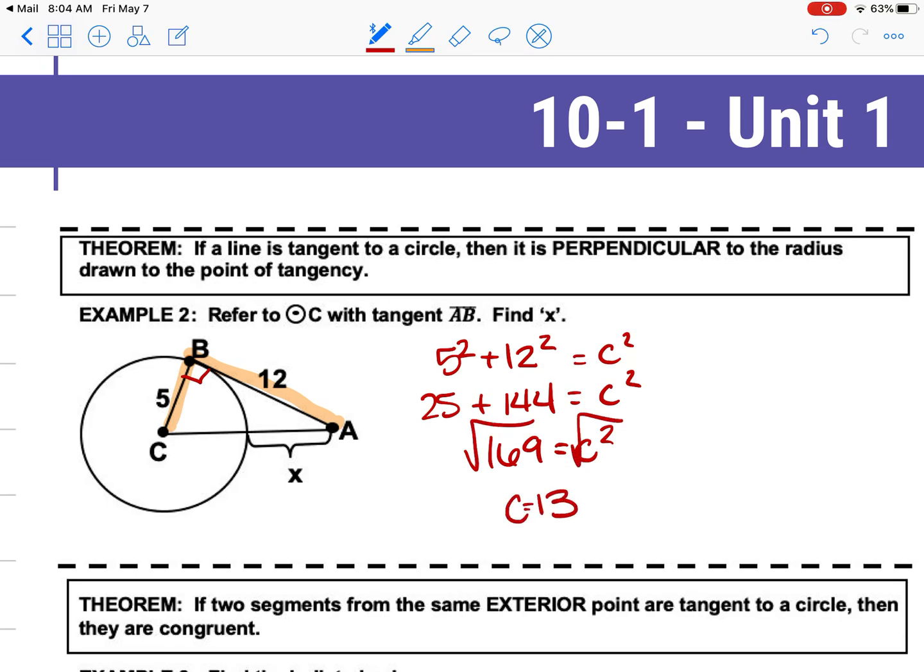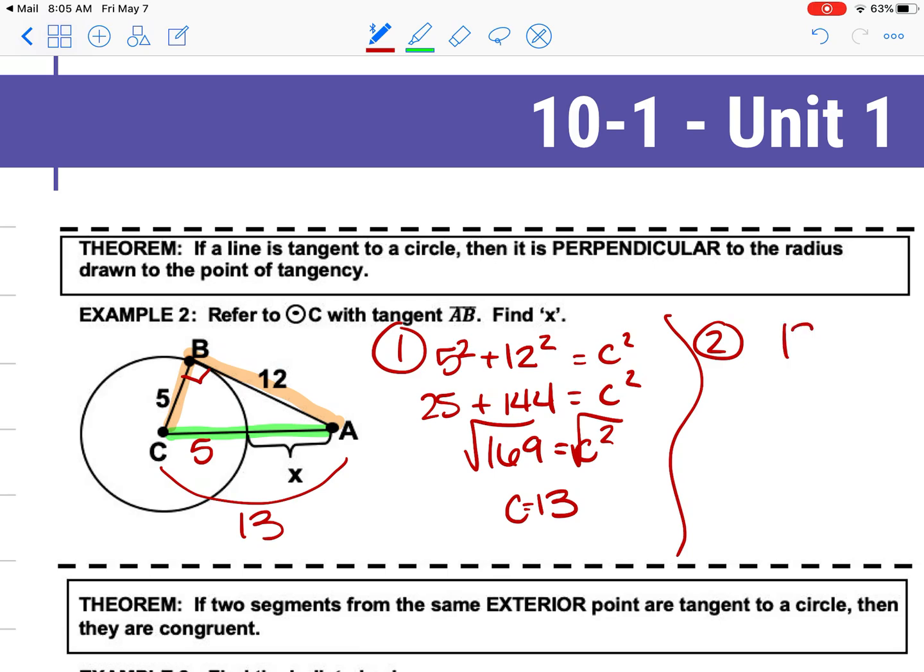Now, it's not asking for the hypotenuse. It's asking for part of the hypotenuse. And a lot of you look at this line here in green and say, oh, well, it's cut in half. But it's not, because we know all radii are the same. So if BC is 5, so is this segment here. And if the whole thing is 13, then step 2 would be to say 13 minus 5, which would give us 8. And that's what x would equal.